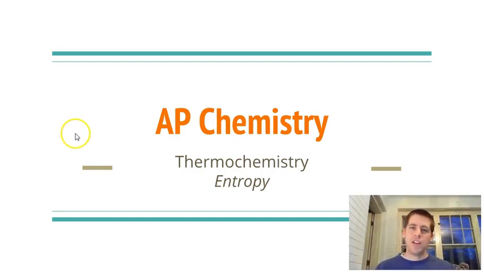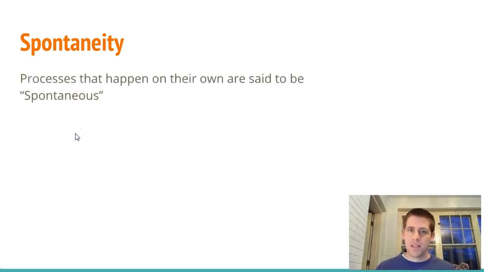Let's talk about entropy. Entropy is one of the more confusing, hard to wrap your head around kind of concepts in thermodynamics and in thermochemistry, but we're going to try and keep it pretty straightforward and simple as best we can. We have to first start by talking about spontaneity. A spontaneous process is one that happens on its own. So it doesn't need any input of energy in order for it to happen.